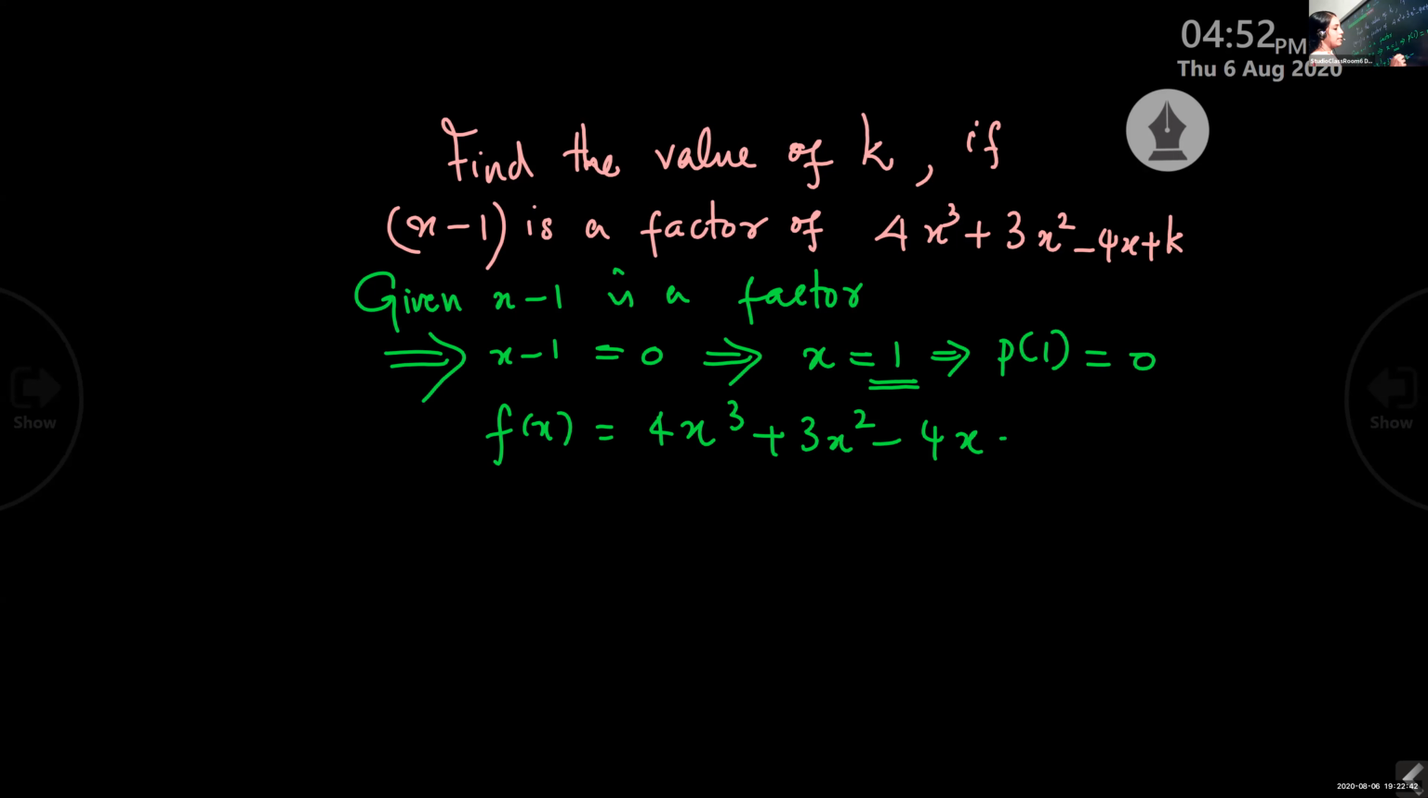Now f of x equal to 4x cube plus 3x square minus 4x plus k, and find P of 1, or f of 1? F of 1. Find the value of k. Answer is given as 0. When you substitute 1, check whether you are getting the value of k. Yes, what is the value? Negative 3.